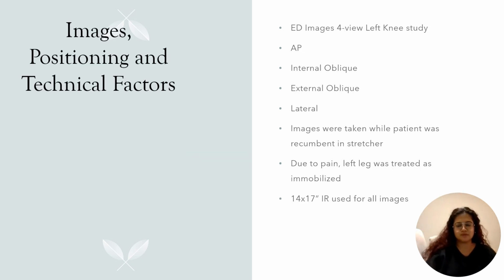So there were multiple rounds of x-rays that were done on this patient. This first round of x-rays will be the ED images that were ordered. They were a 4-view left knee study. The 4 views were AP, internal and external oblique, and lateral. The images were taken while the patient was recumbent in the stretcher. Due to the pain, the left leg was treated as immobilized, and a 14x17 IR was used for all images.